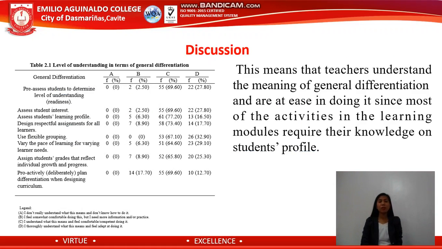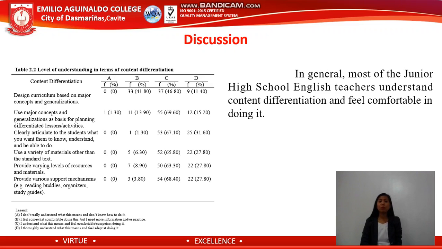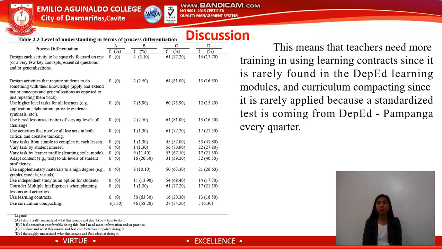For the results and discussion, Table 2.1 shows the level of understanding in terms of general differentiation. You may refer to the given legend so you will be guided. The table shows that the teachers understand the meaning of general differentiation and are at ease in doing it, since most of the activities in the learning modules require their knowledge of students' profile. Table 2.2 shows the level of understanding in terms of content differentiation. In general, most of the junior high school English teachers understand content differentiation and feel comfortable doing it.